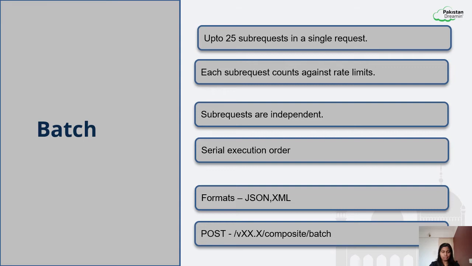Next one is the batch. It can have up to 25 sub-requests in a single request. Each sub-request counts against the rate limits, and sub-requests are independent. So previously we saw the example of Composite API. There I mentioned that even though we are inserting records of different objects like account and contact, all of it is counted as a single API call towards the API limits. But in case of batch, it is different. Each of the sub-requests is counted against the rate limit.